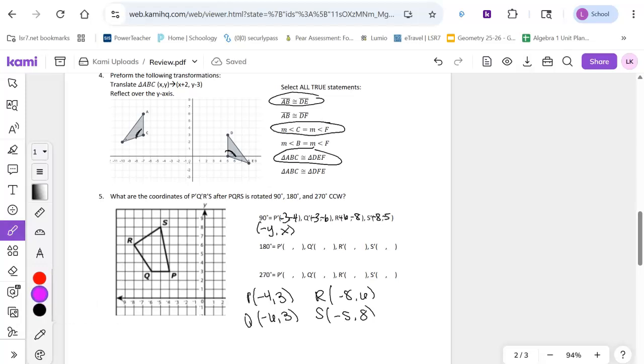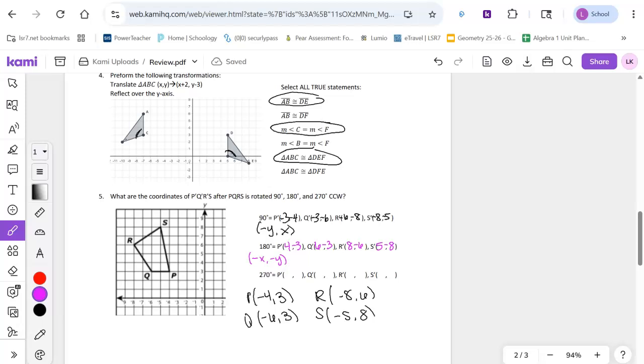Now, 180 degrees rotation is just (-x, -y), or opposite x, opposite y. So -4, 3. The x is already negative, so it's just the opposite. So I have 4, -3. Q prime would be 6, -3. R prime would be 8, -6. And S prime would be 5, -8.